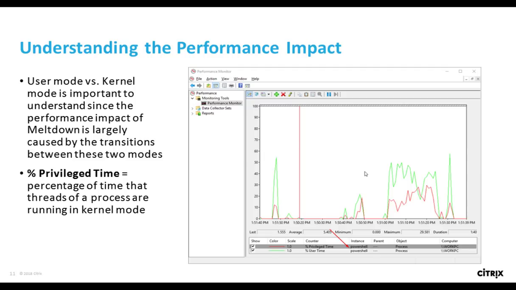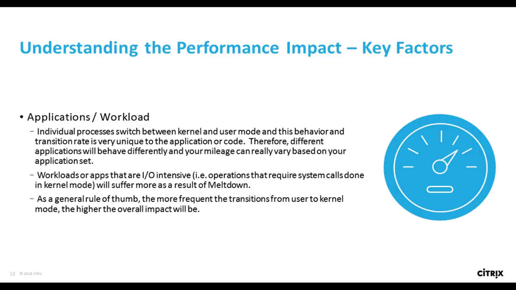And that brings us to our first key factor or variable. It seems obvious to cite the app or workload, since we always do, but it's in a different context here. I want to be clear. Apps that are I/O intensive or syscall heavy, i.e. anything done in the kernel mode basically, will suffer more. These apps will cause more transitions and more of a performance penalty.